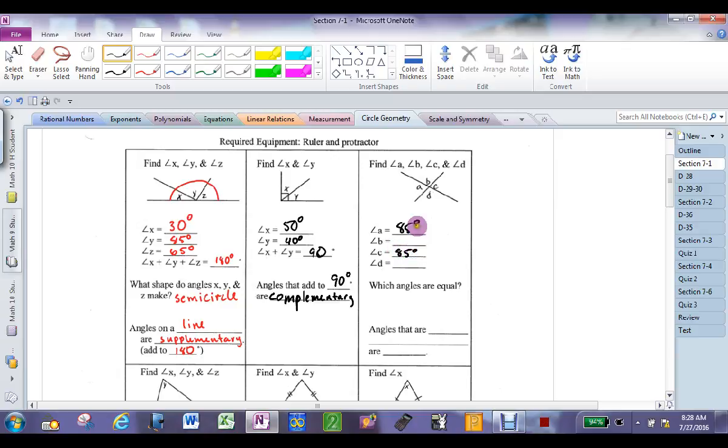85. And what's B then? 95. And then what's D? 95. Okay, which angles are equal? A equals C and B equals D. Why? Angles that are vertically, what does vertically mean? Across. Angles that are vertically opposite are equal.